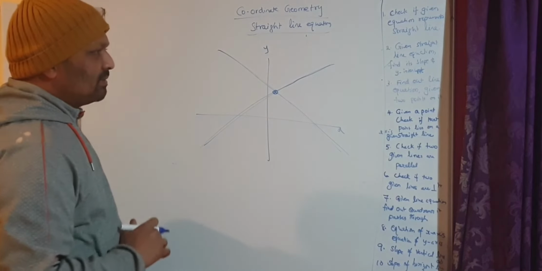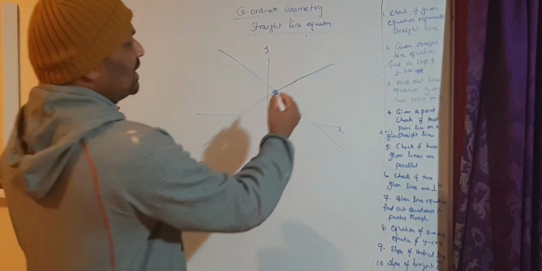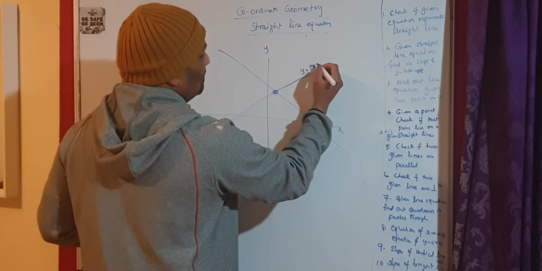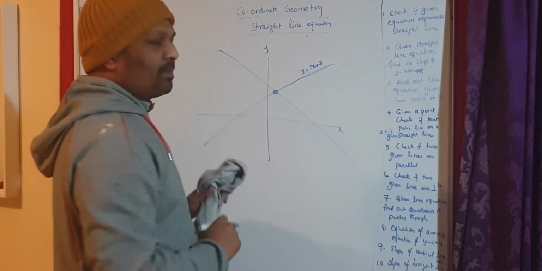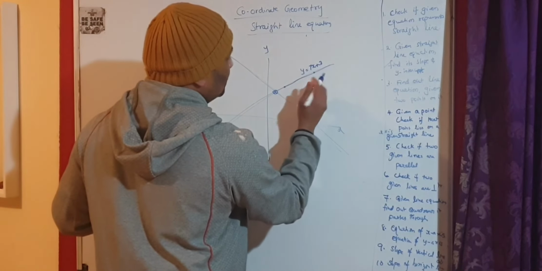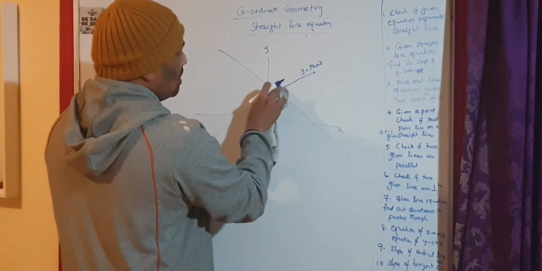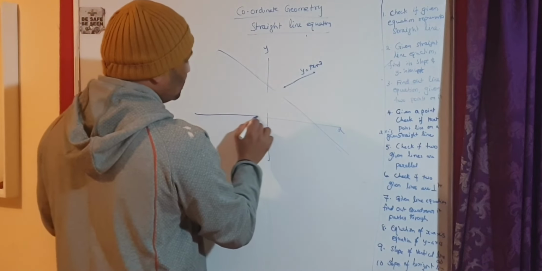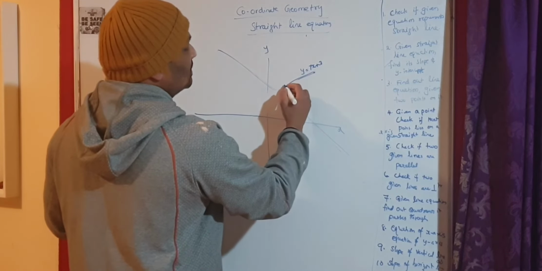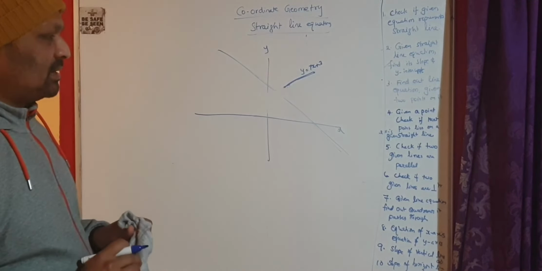Similarly, if a line equation is given, for example y = 7x + 3, that is the whole line. If you are asked to represent only the line segment from here to here, without the remaining portion, how do you write that line equation? We will learn those things in the next video.